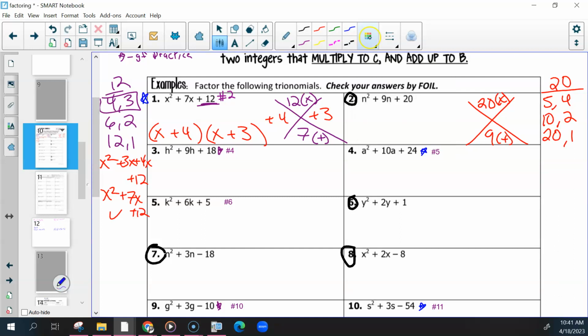So as you are doing this, sometimes the first set of numbers you think of are the ones that work and you don't have to think about the others. Sometimes that's not the case, so it depends. So then our factors would be n plus 5 and n plus 4. Any questions on that?